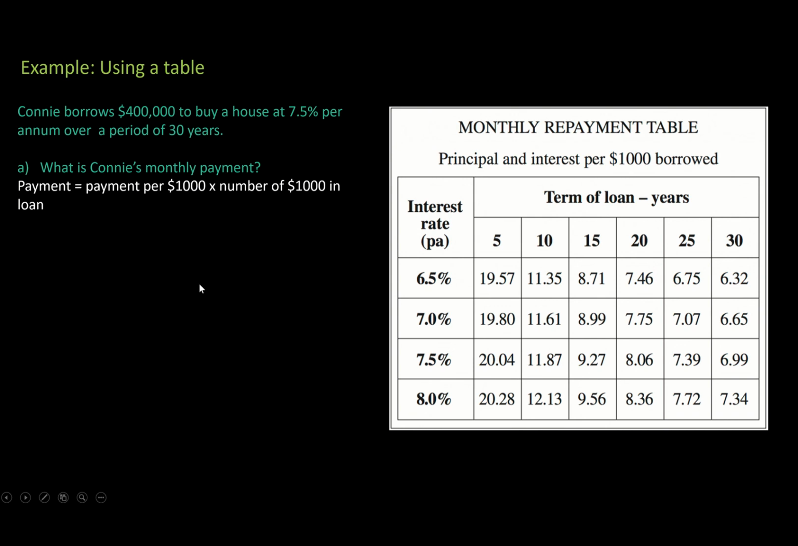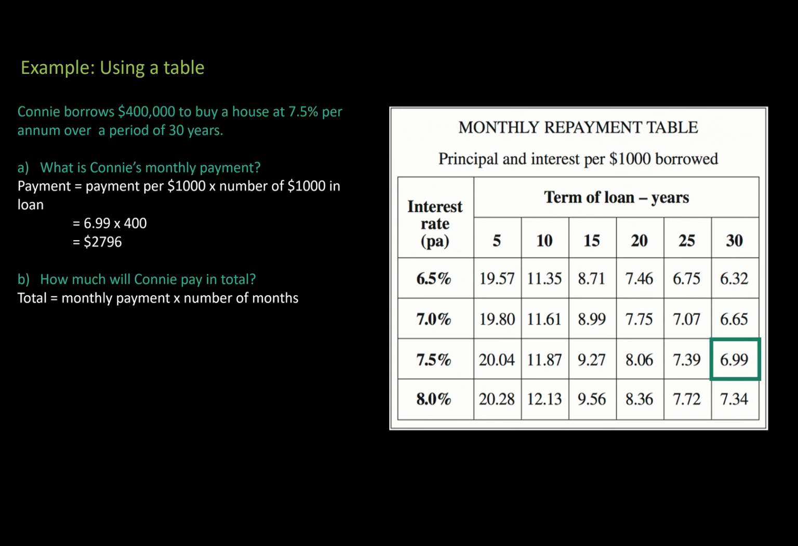So first thing, we'll use the table to find her payment, which is over here because this is the intersection between 30 years, which is how long she's borrowing it for, and 7.5%. So that's what it's going to be per 1,000. And then we need to times it by the number of thousands in the loan. She's borrowing $400,000. So we're just multiplying that by 400. So her monthly payment is $2,796.